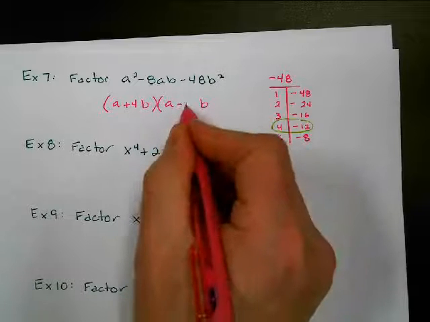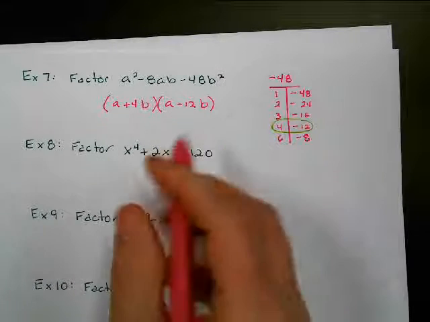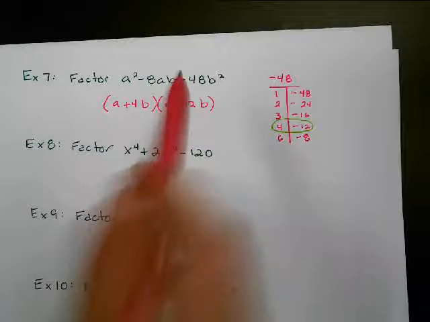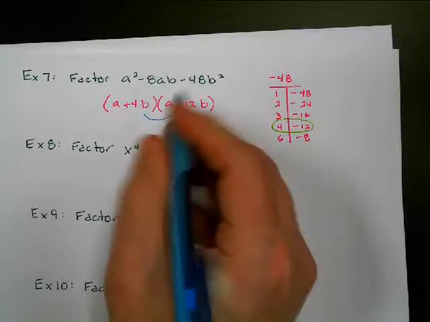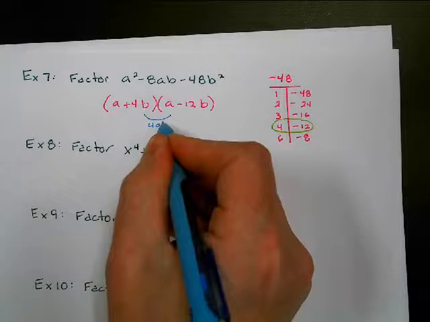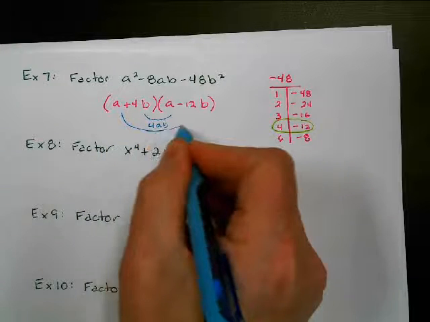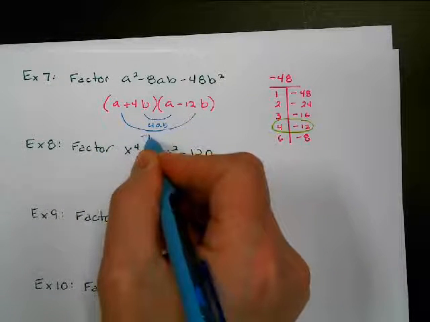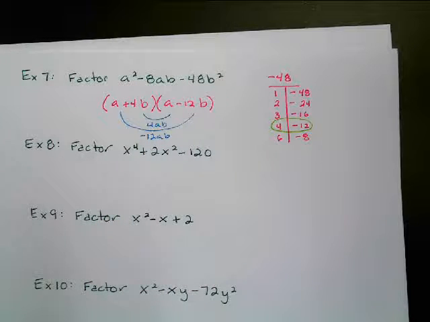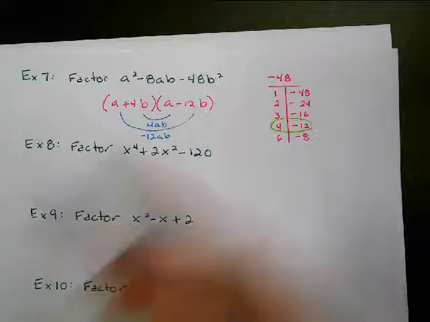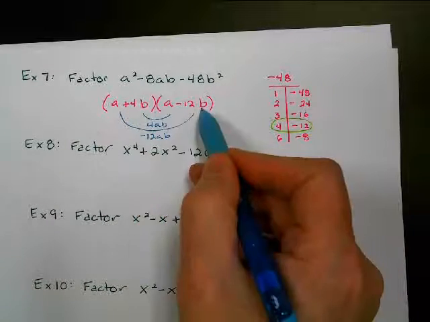And here we can see that we're getting this AB in the middle because these two are multiplying and giving me 4AB. And then these two are multiplying and give me -12AB. And that's where this -8AB is coming from. So if you see a B squared at the end, just put B and B. A squared at the beginning, A and A. There you go.